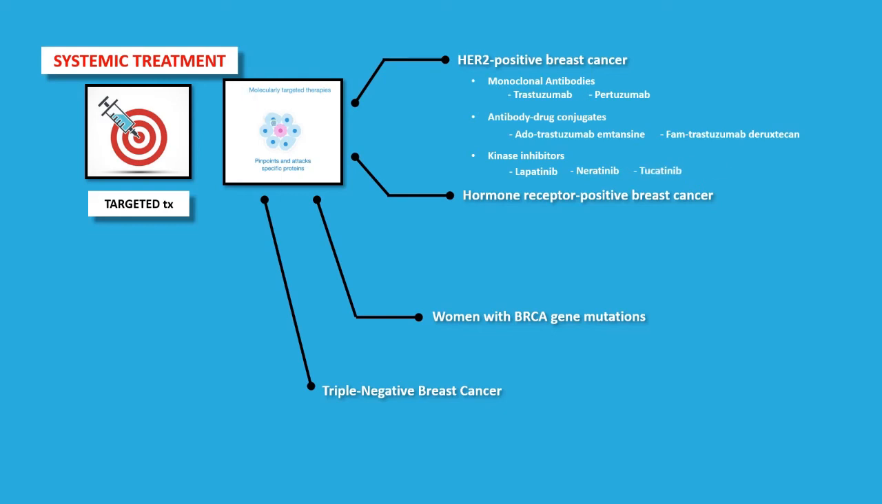Tucatinib is used to treat advanced breast cancer after at least 1 other anti-HER2 targeted therapy has been tried. It is typically given along with trastuzumab and the chemo drug capecitabine.